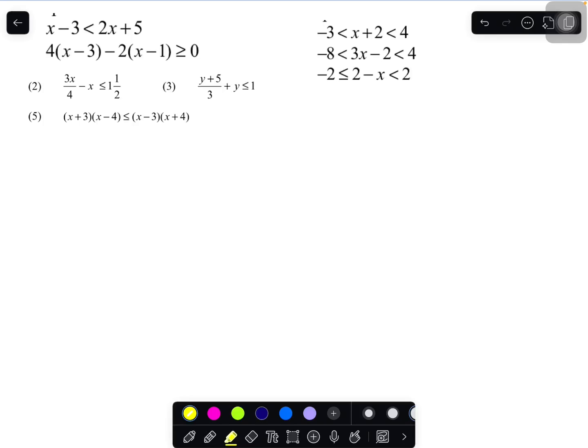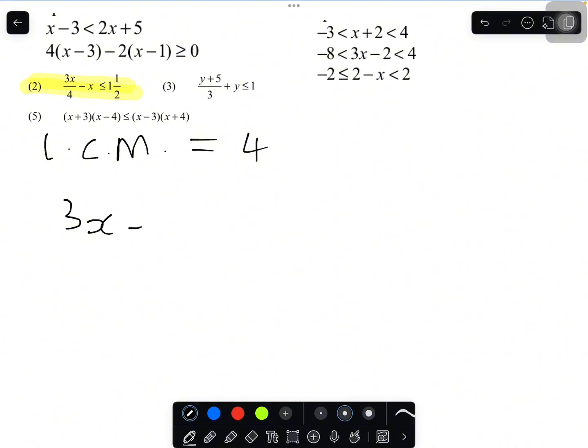We're now moving on to these fraction questions, like this one right here. What I like to do with these fraction questions is ask myself, what's the lowest common multiple for 4 and 2? And that is 4. 2 can go into 4 and 4 can go into 4. So I'll multiply every term by 4. And that will leave me with 3x minus 4x is less than or equal to 1 and 1 over 2 times 4.